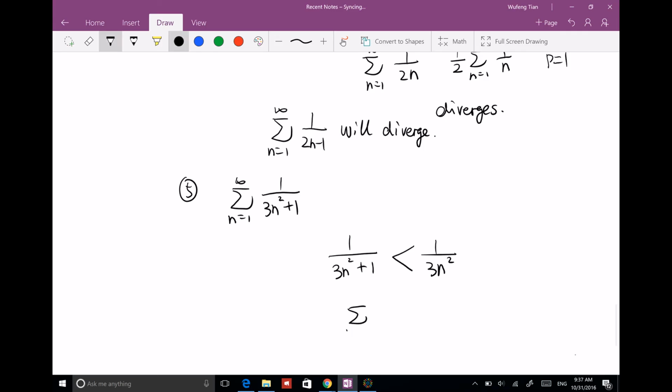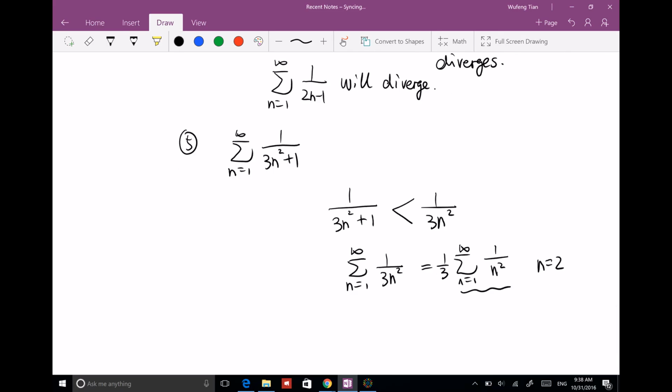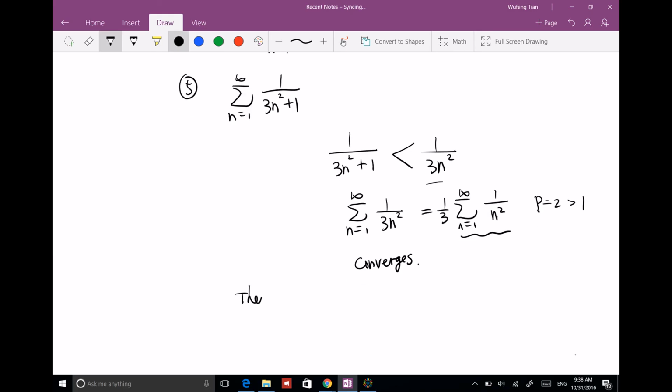Okay, this one's bigger. So what next? It's like a p series. This is like 1/3 times 1 over n squared. Perfect. You can take the 1/3 out. N from 1 to infinity of 1 over n squared. This is a p series, p equals 2. P is bigger than 1. So this one converges. The bigger one converges, so the smaller one converges. So the series from 1 to infinity of 1 over 3n squared plus 1 converges.